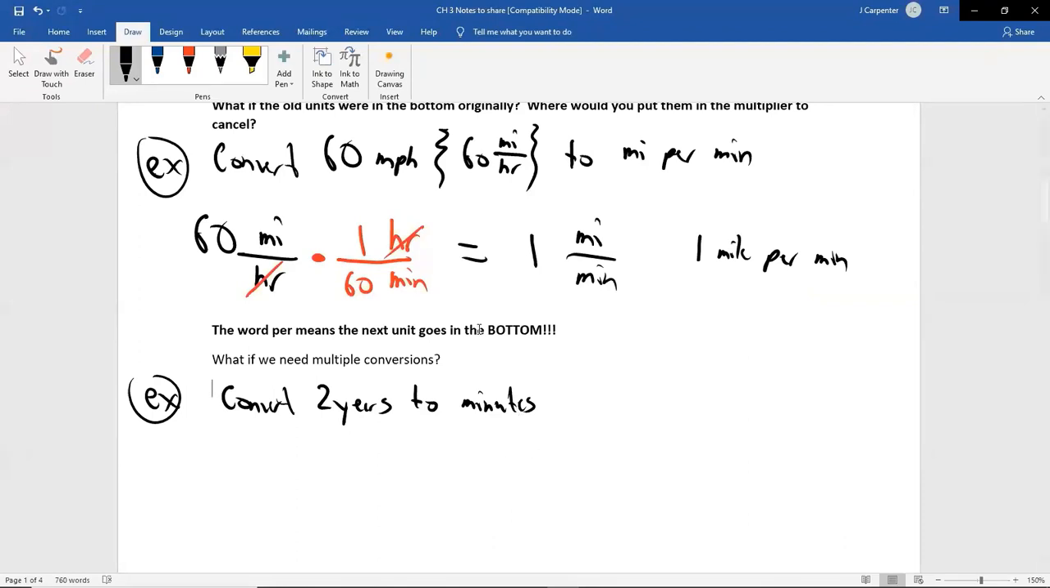So we're starting out with 2 years. So the first thing we want to write is 2 years. And that years counts as in the top because it wasn't 2 per year. If it said 2 per year, the years would be in the bottom. And then we multiply by a fraction, and we want to get rid of the years. We know we want to get rid of the years, so that goes in the bottom. No matter what I convert to, I absolutely have to get rid of years. They start in the top, so the multiplier goes in the bottom.